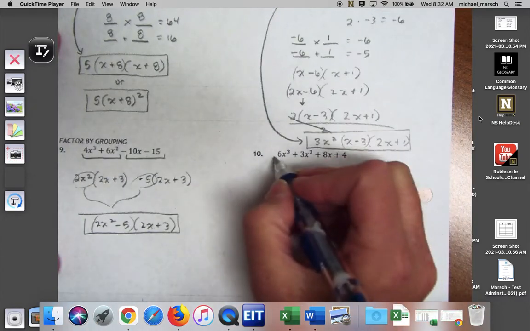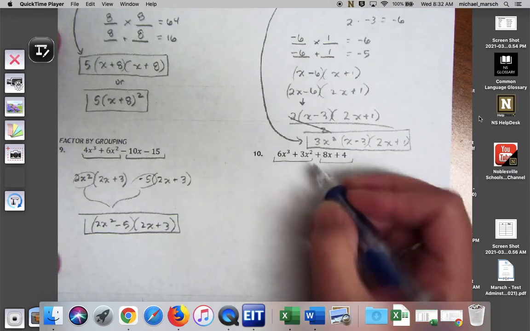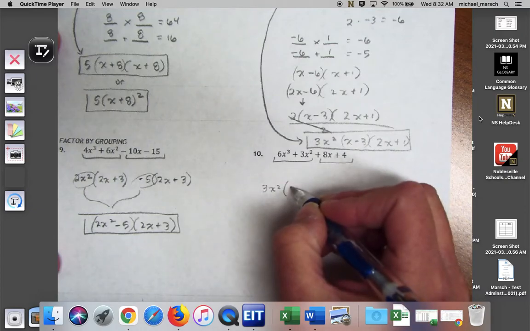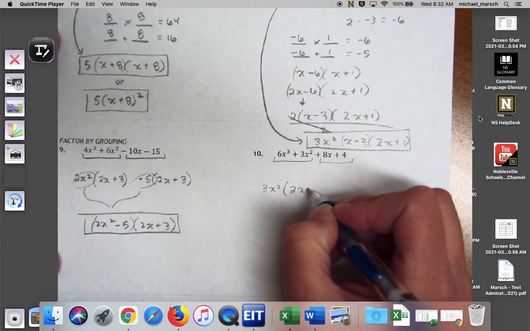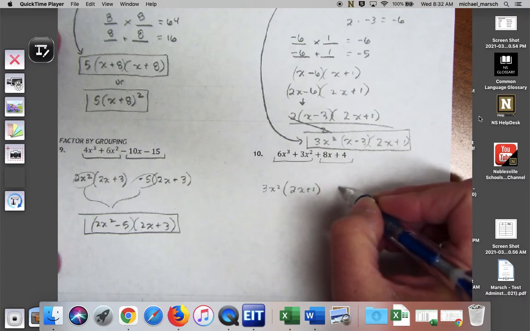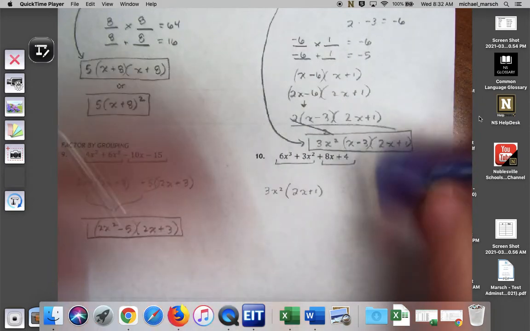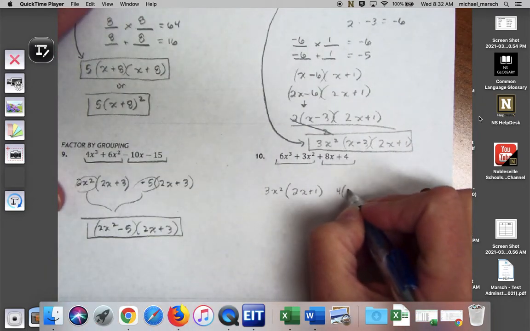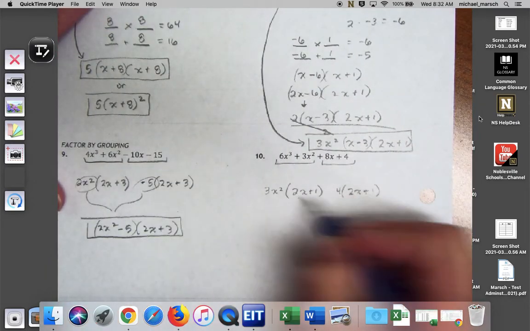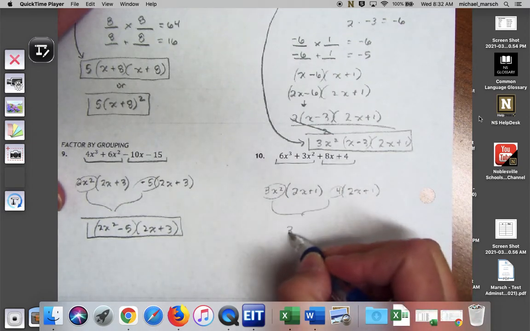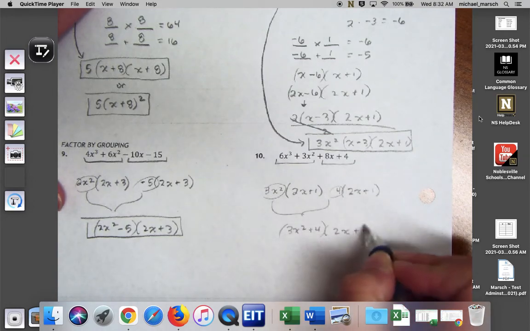Then the last one, got to do my grouping. My greatest common factor here is going to be 3x squared. That's going to be times 2x plus 1. My greatest common factor here is going to be 4 times 2x plus 1. Those match, so I'm good. Combine these to get 3x squared plus 4 times the quantity 2x plus 1. So there you have it.